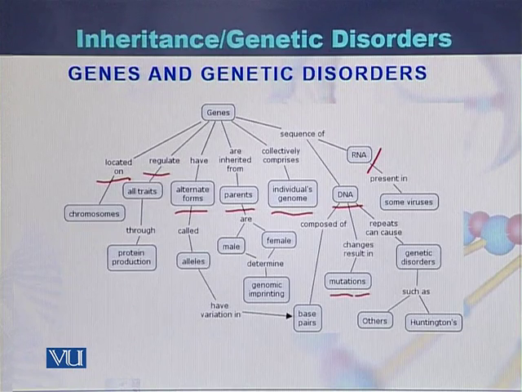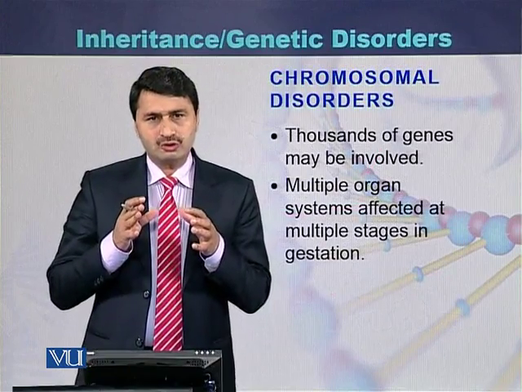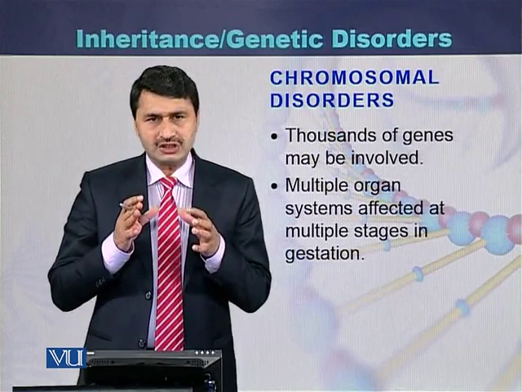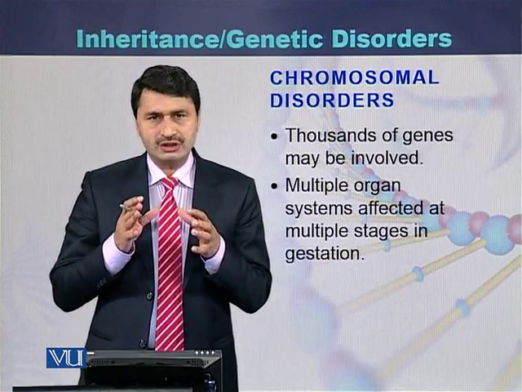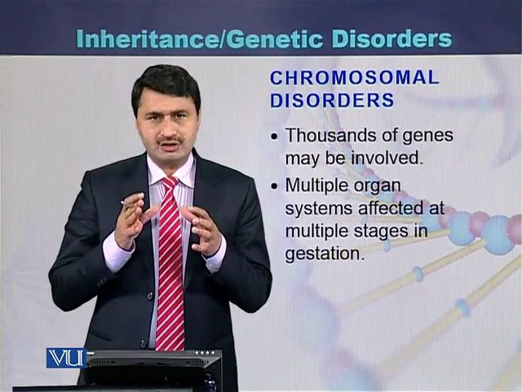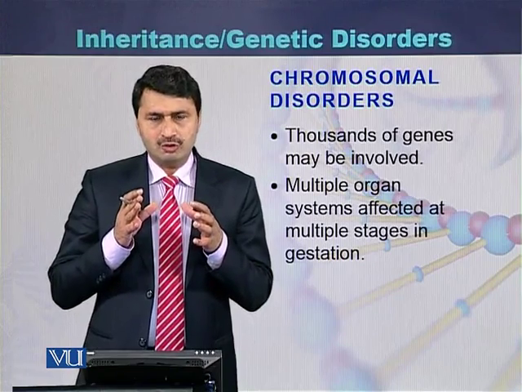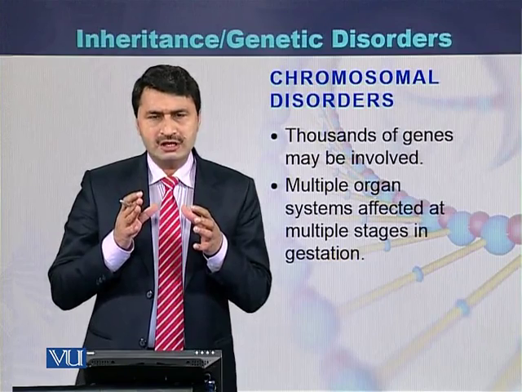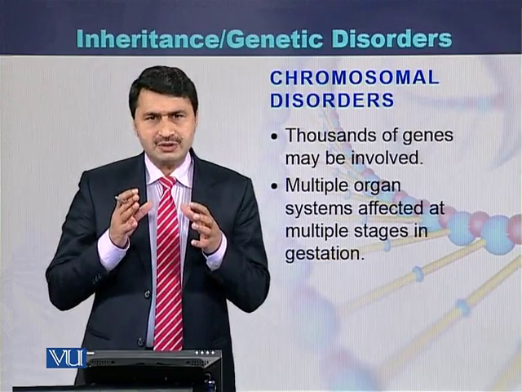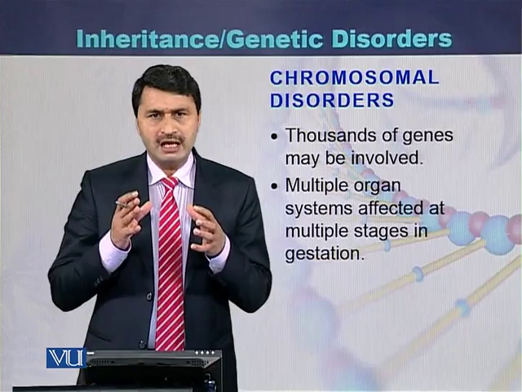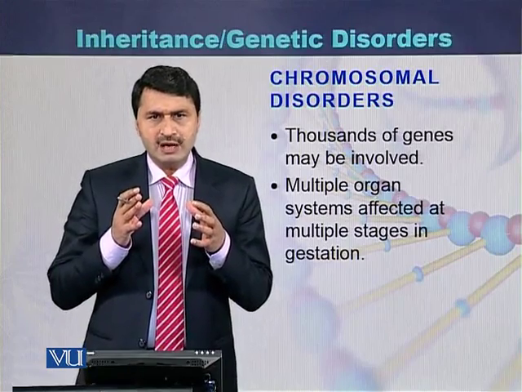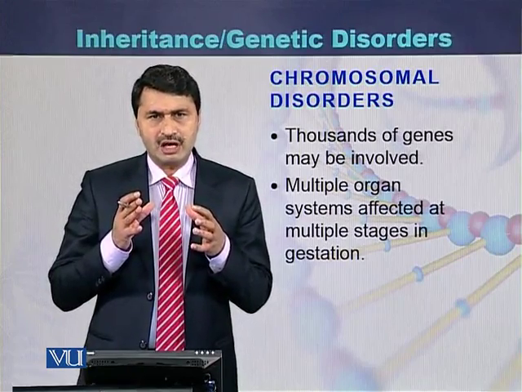There are also certain repeats on the DNA sequences which are responsible for certain genetic disorders, for example Huntington disease. In addition to those diseases which are due to the mutation in a single gene or multifactorial, there are some diseases which are called chromosomal diseases. Chromosomal diseases are those diseases where multiple, even sometimes thousands of genes are involved, and due to the chromosomal diseases, multiple organs of the body are also involved.